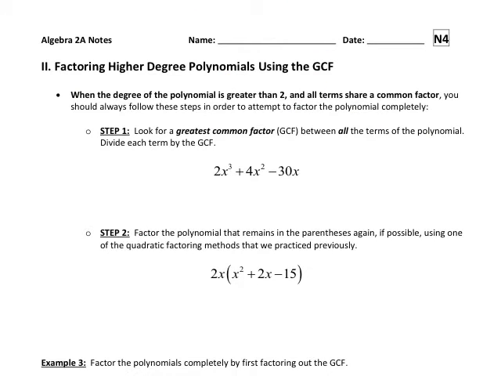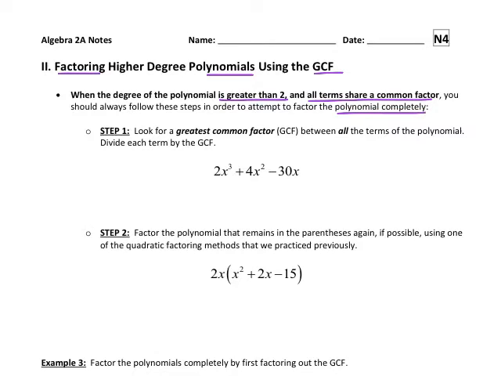All right, on the second page, the back side of your notes, we are going to be taking a look at the new information, factoring higher degree polynomials using the greatest common factor. When the degree of the polynomial is greater than 2, and all of the terms share a common factor, you should always follow these steps in order to attempt to factor the polynomial completely.